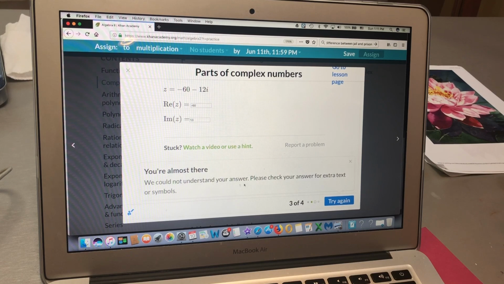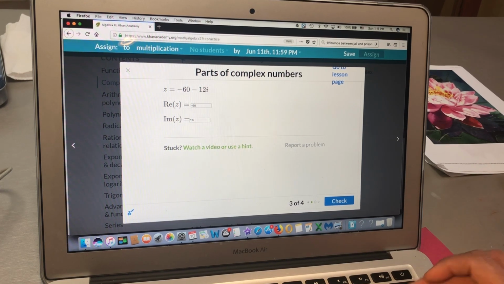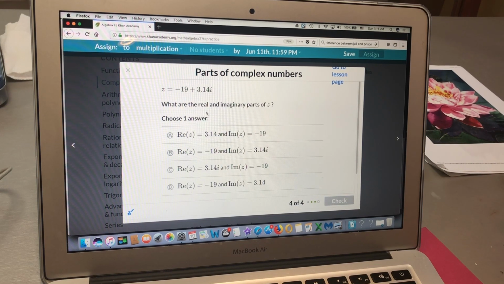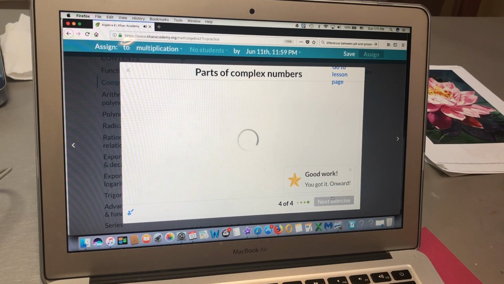We could not understand your answer. Please check your answer for extra text or symbol. So you do not need to put this i in. So negative 12. Did I write negative? Negative 12. Yes, and that is right. Okay, so let me just finish it. What is the real part and imaginary part? Real part, negative 19. Yes, this one, D is the right answer.